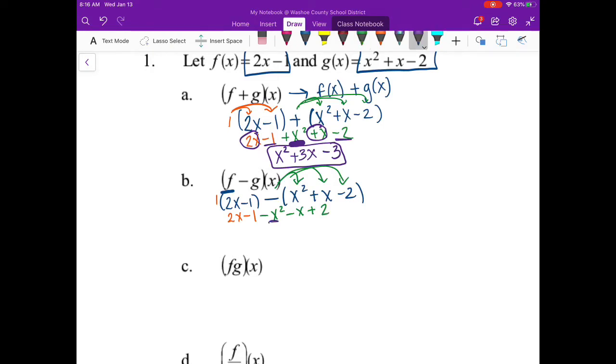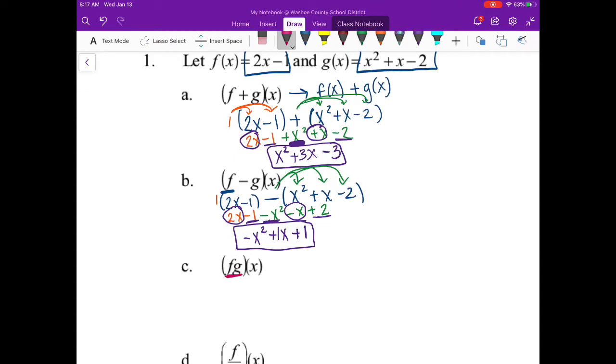So then I'm able to combine like terms. Negative, make sure you bring that sign with you. Negative x squared, and then I have 2x minus 1x gives me a positive 1x. And then negative 1 plus 2 gives me a plus 1. So this would be my answer. So again, it is really important that for subtracting, you write it in parentheses so you don't forget to distribute that minus to everything in the second function.